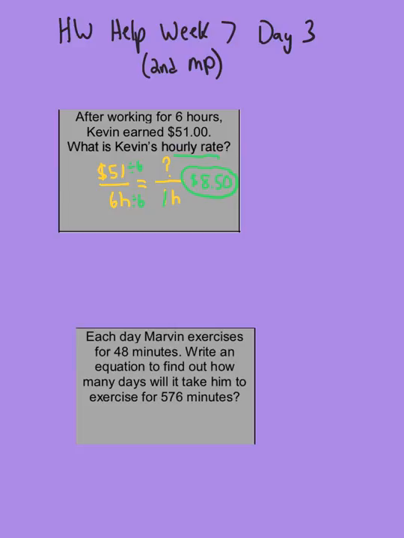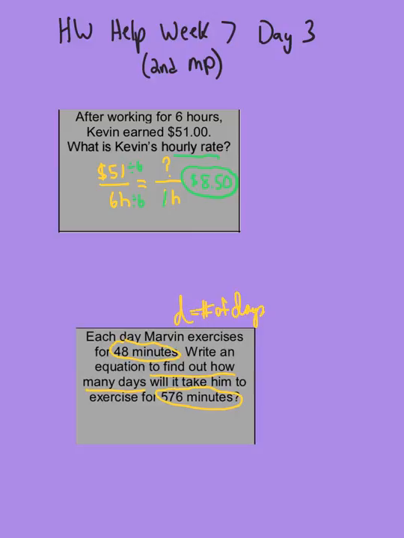It says, each day Marvin exercises for 48 minutes. Write an equation to find out how many days it will take him to exercise for 576 minutes. All right, so I'm going to start by, since it says write an equation, notice it doesn't give us addition, subtraction, multiplication, or division. So we have to figure that one out. So I want to define the variable. It says write an equation to find out how many days. So that means our variable is going to be how many days. We don't know how many days, so I'm going to use D for the number of days.